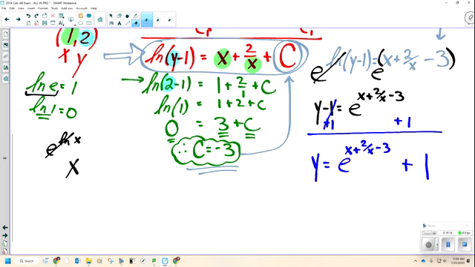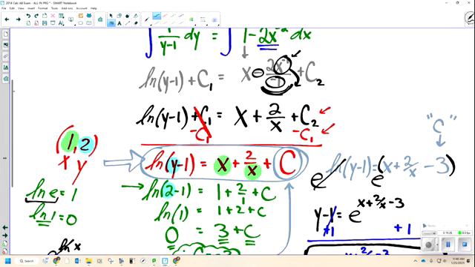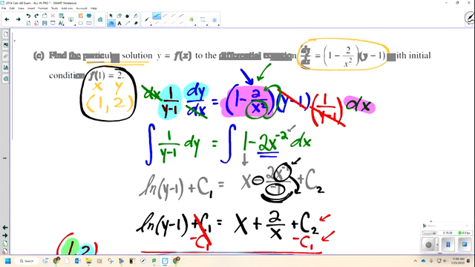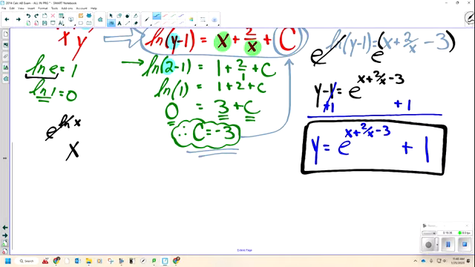Okay? This is your answer. We're done. This is the exact solution that satisfies the given differential equation. Okay? It satisfies this differential equation with this initial condition. Okay? And that answer is y equals e raised to the x plus 2 over x minus 3, plus 1. We are done. We are done with the 2014 practice exam.